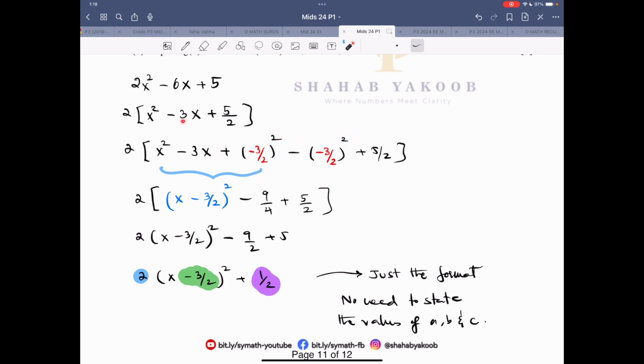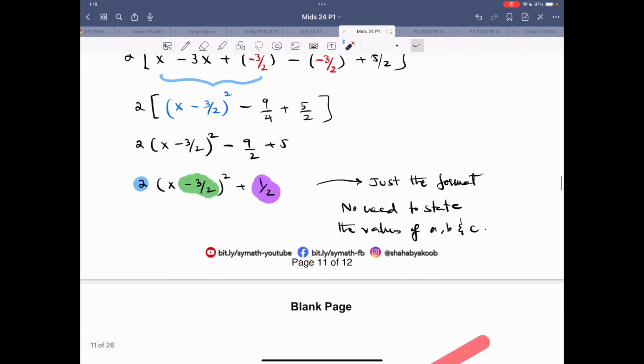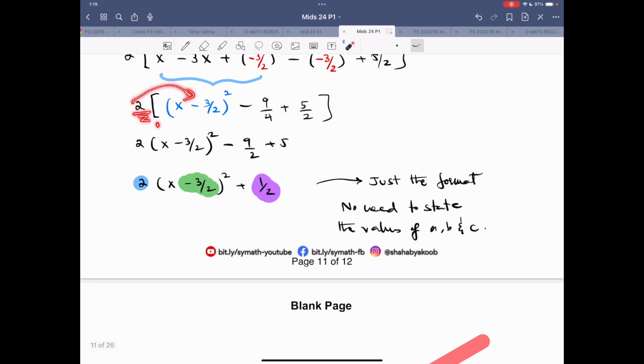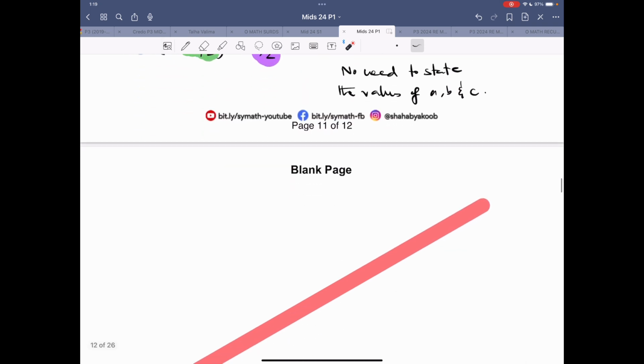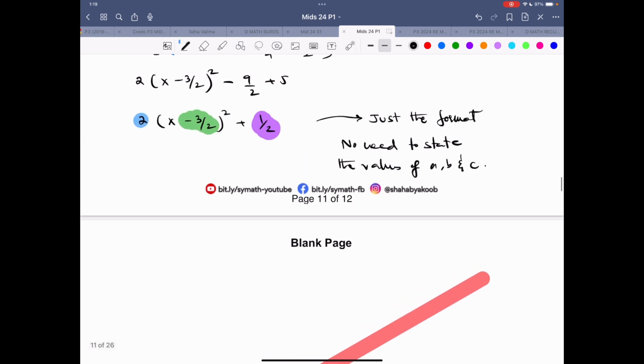What is the coefficient of x? Negative 3. What's half of that? Negative 3 over 2. Rewrite the first 3 terms as a perfect square. Simplify the rest. Sometimes you can simplify, then multiply. You can multiply, then simplify. That's your choice. This 2 does not diminish, this multiplies. It does not disappear into thin air, so it still is there. So this 4 becomes a 2, this 2 disappears, then you write it down, and that is how you write it. Just the format, no need to state the values of A, B and C. And that completes this paper.